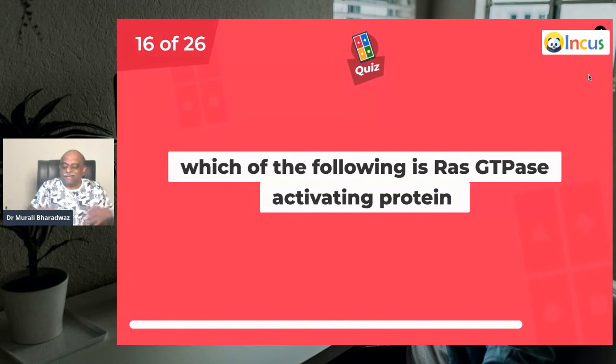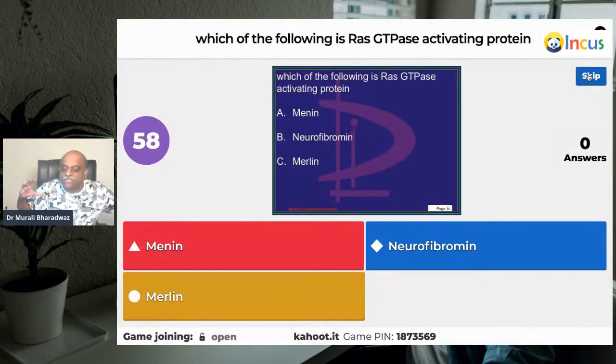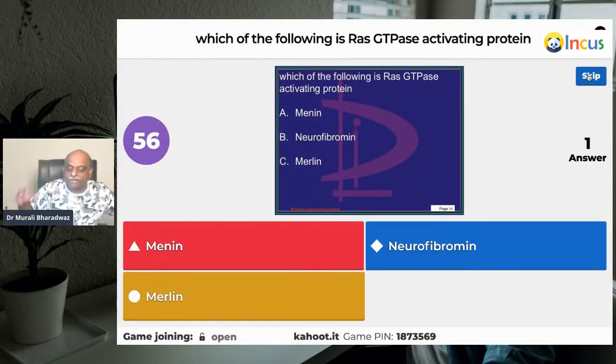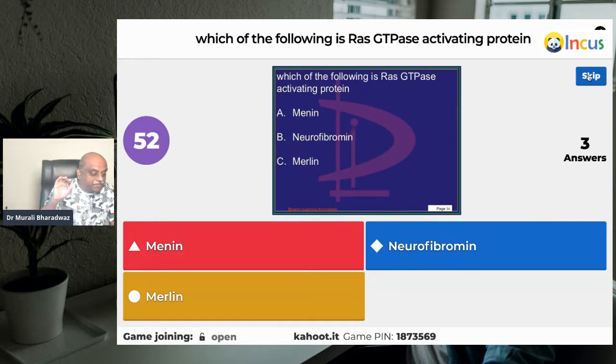Which of the following is a Ras GTPase activating protein? One of them is a Ras GTPase activating protein. Punch in an answer, doc.